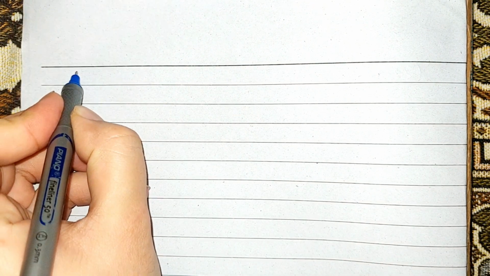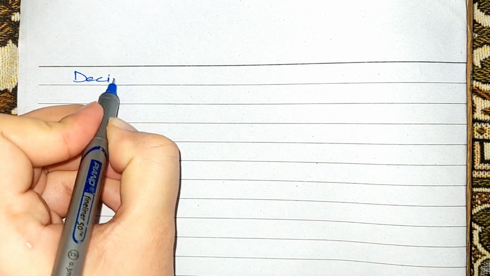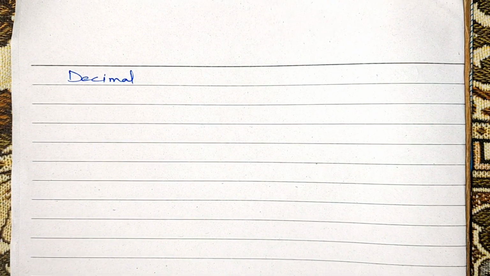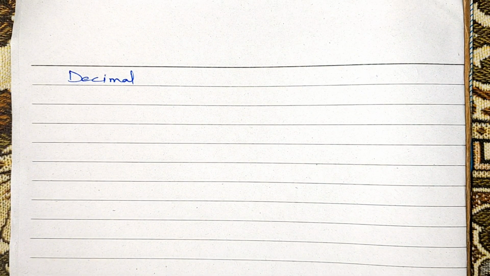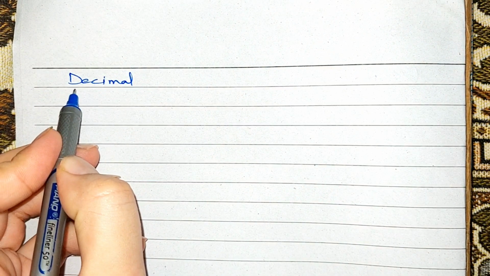Assalamualaikum everyone. So today our topic is number system, and the first type of number system that we need to learn is decimal number system. So what do you think when you see decimal number system? Here notice the prefix deci.